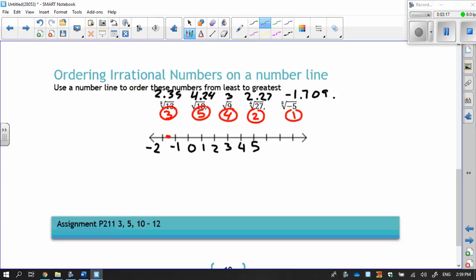So right here, for instance, I would put 1. I would circle it, so I know that it's this one that I'm dealing with. Then 2, I'm looking at 2.27, so that's probably right here. And then I know that 3 is about right there. And then I know that the square root of 9 should be right here. So I put 4. And then I know 5 should be right here. So do what you need to do in order to make it look representative.